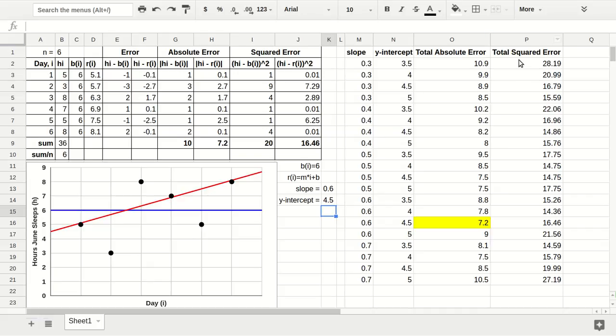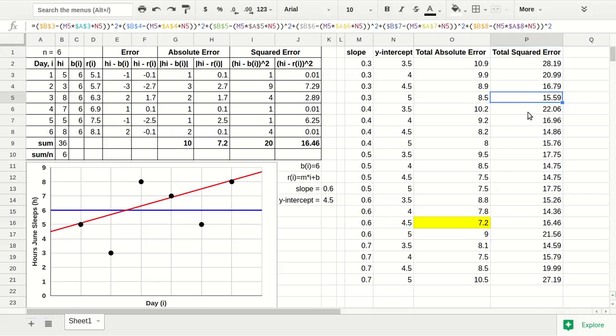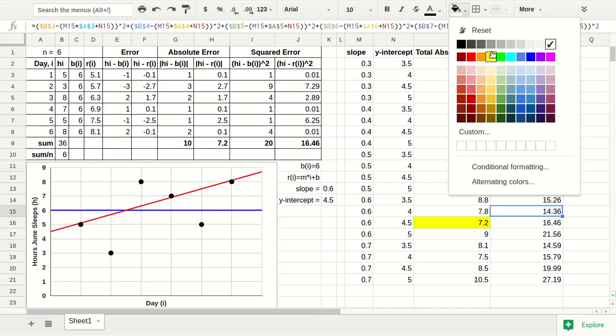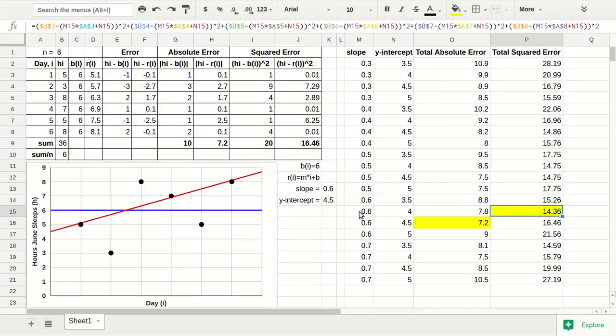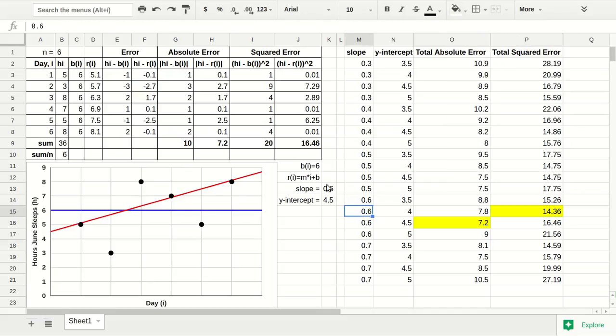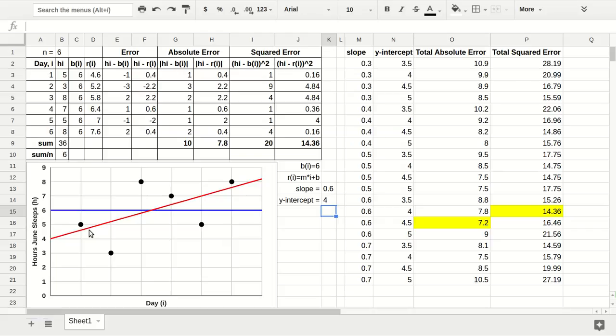Let's look at our other metric, the total squared error. So 15.6, okay, 14.86, 14.36. Okay, yep, it looks like 14.36 is the smallest total squared error. And that's actually the same slope of 0.6 and a y-intercept of 4, so it's just shifted down a little bit. And yeah, that also looks pretty darn good.